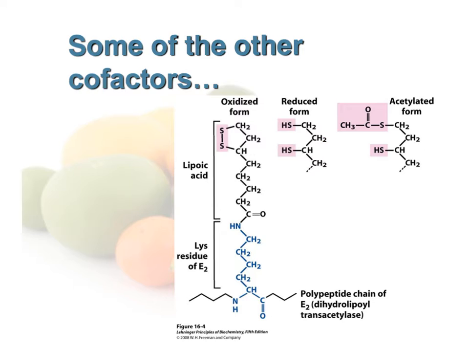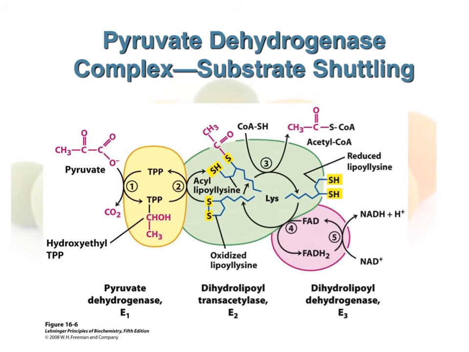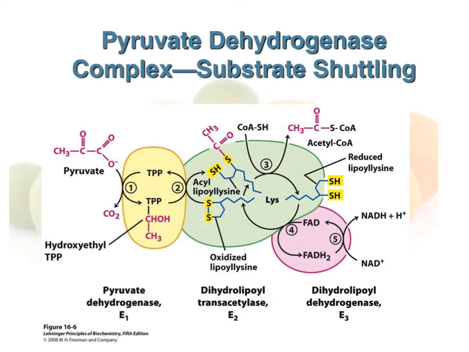Okay. All right. This is the pyruvate dehydrogenase complex. It is definitely a textbook example, pun intended, of substrate shuttling. So each one of the E's, E1, E2, E3, they actually have a name as well, or even a functionality, if you want to think of it.